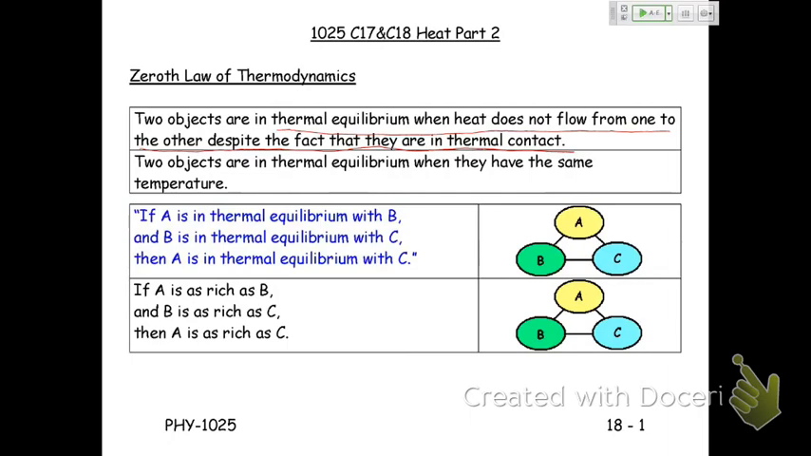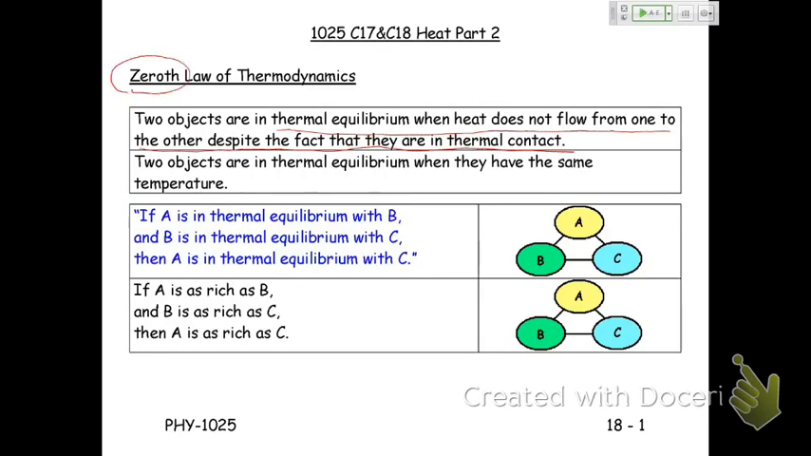You see it sometimes in physics textbooks written in a very convoluted way about object A and object B and object A and object C, and then it basically says if I'm the same temperature as the wall and the wall is the same temperature as the floor, then I'm the same temperature as the floor, which seems a bit obvious.